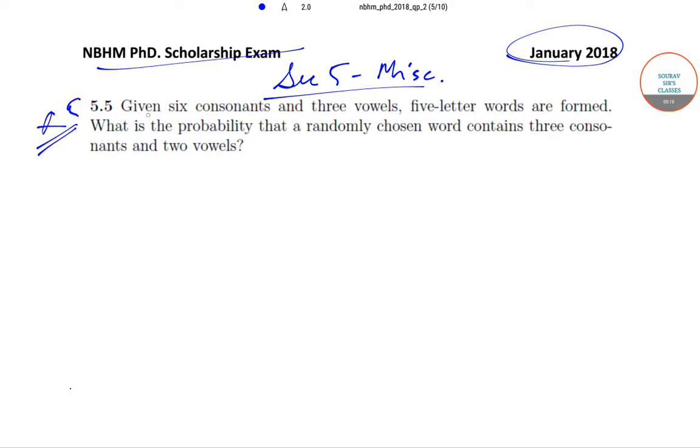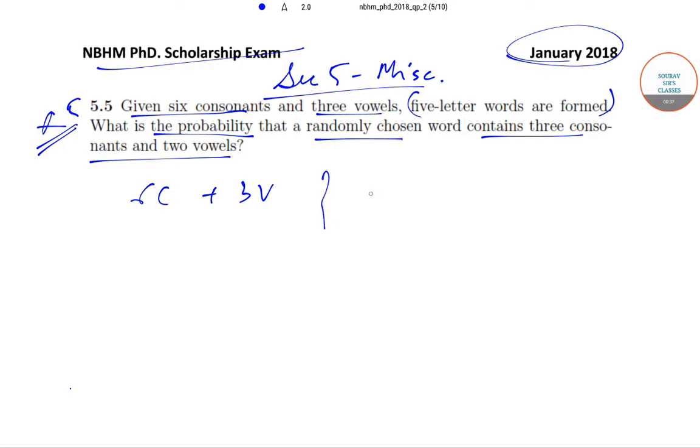The question is that if we are given 6 consonants and 3 vowels and 5 letter words are formed, then we need to find out the probability that a randomly chosen word will contain 3 consonants and 2 vowels. So this is the case that we've been given. There are 6 consonants plus 3 vowels. So how many letters are there in total? Therefore there are 9 letters in total, and we need to form 5 letter words.